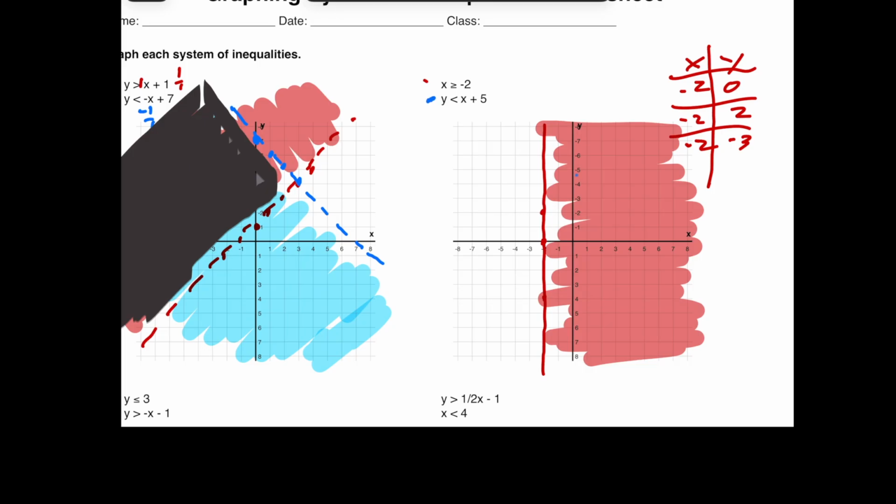So I'm going to start at 5, which is way up here, and I'm going to do a 1 over 1 slope, down 1 over, down 1 over, and this is going to be a dashed line. Now I have to decide where I'm going to shade. So I'm going to shade where the y's get smaller. Y's get smaller down here, so I want to shade this side.